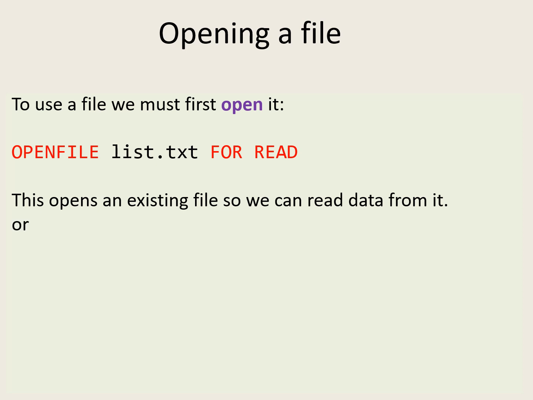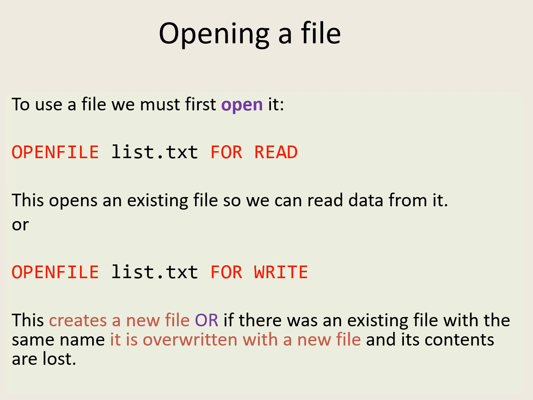The other way we can open a file is for writing information to it. So we say open file, it's the same again, so list.txt for the name of the file, and now for write. That specifies write mode. However, with the write mode, there is something important that we need to remember that the exam board wanted to make clear in the specifications.